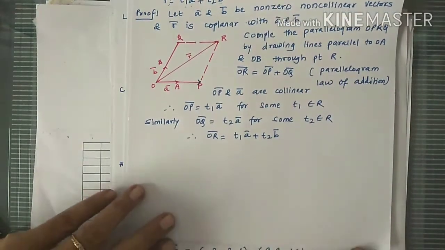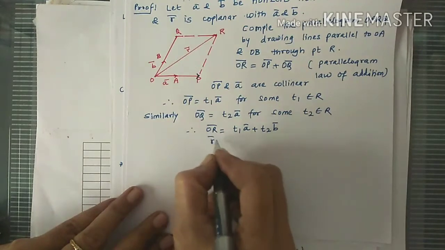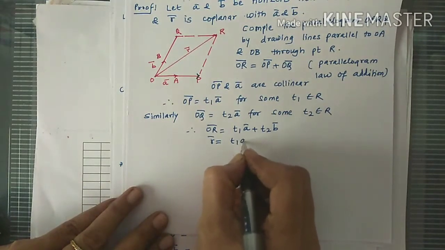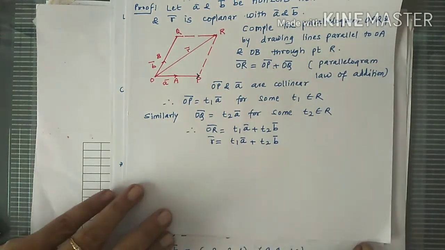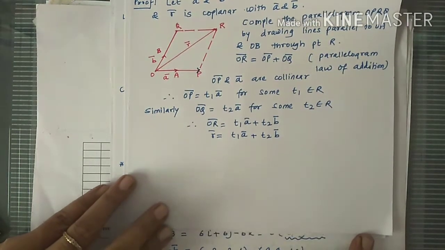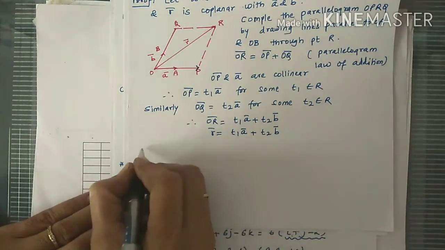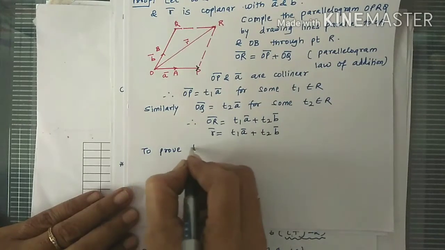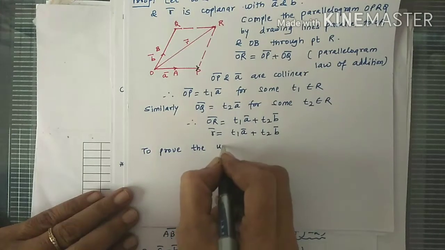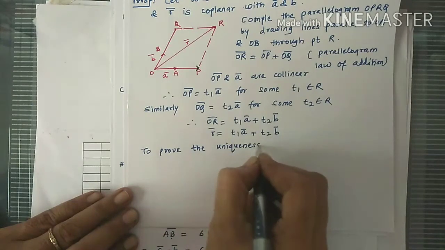So the first part is proved now. In the first part we have proved that R bar can be written as a linear combination of A bar and B bar. Now first let's prove the uniqueness, and then we will prove the if part. To prove the uniqueness means we have to prove that such T1 and T2 are unique.